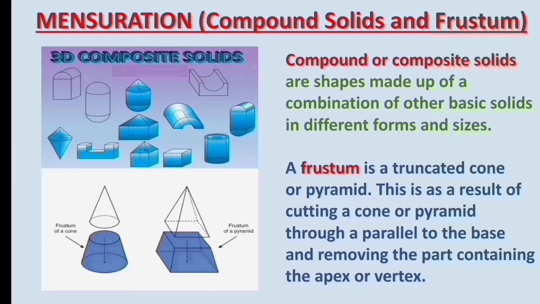From definition, compound or composite solids are shapes made up of a combination of other basic solids in different forms and sizes. Also from definition, a frustum is a truncated cone or pyramid. This is as a result of cutting a cone or pyramid through a parallel to the base and removing the part containing the apex or the vertex. Let's learn more about compound solids and frustum.